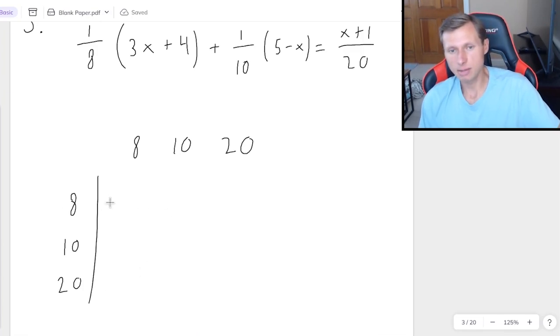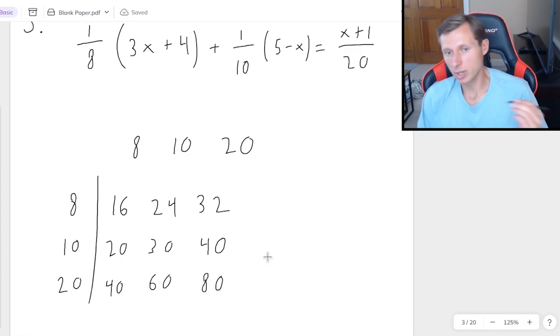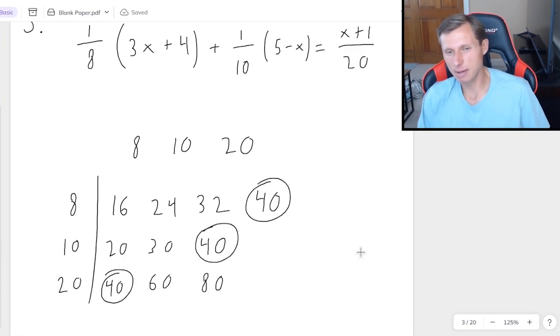So for instance, 8 times 2 is 16, 8 times 3 is 24, 8 times 4 is 32, and I'll stop there for now. For 10, it's going to be 20, 30, 40, and for 20, it's going to be 40, 60, and 80. Now you'll notice none of these numbers match up, so I got to keep going. I'm going to go with the 8 because that's the lowest number. And so if I just think of the next number, 8 times 5, I get 40. And there, now I have my least common denominator because 40 shows up for all of them.